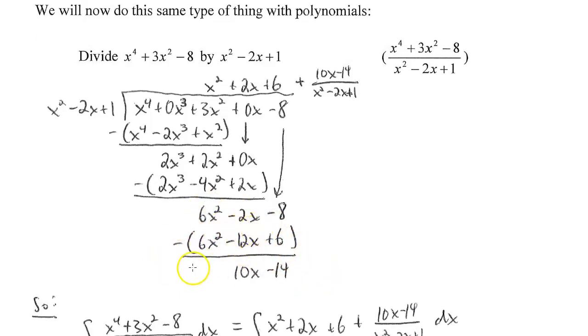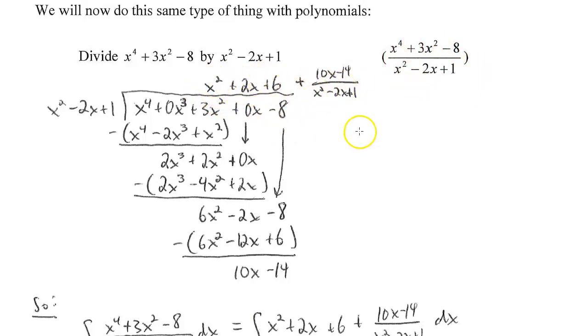Negative 2x squared really plus a 12x. Minus a negative 12x plus 12x. Negative 2x plus 12 is positive 10x. And negative 8 minus 6 is negative 14. So we're left with a remainder of 10x minus 14. But what that really means, remember, is plus 10x minus 14 over this thing here. So actually, this rational function is actually equal to this.